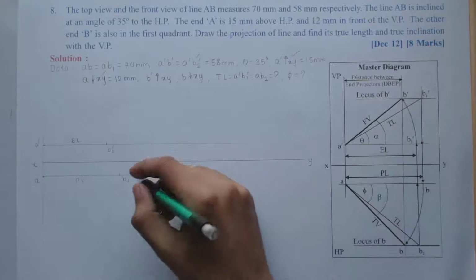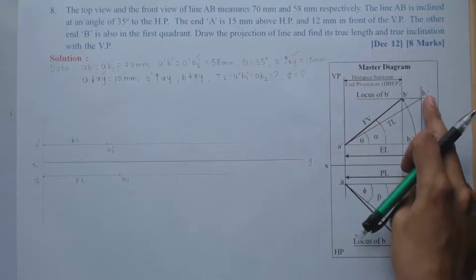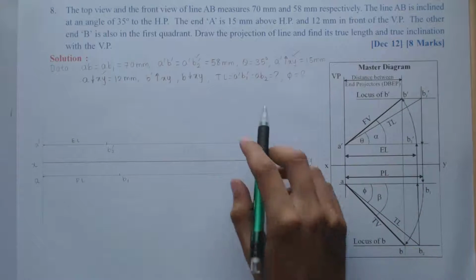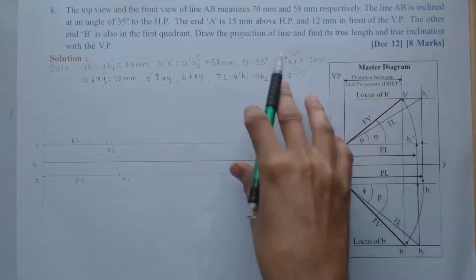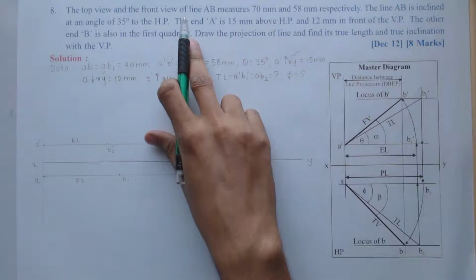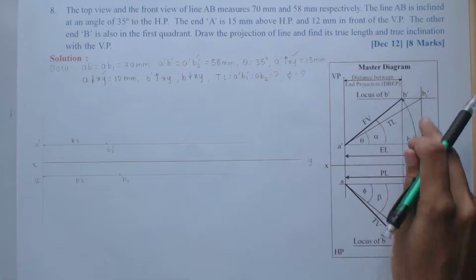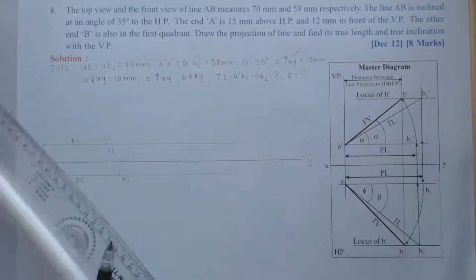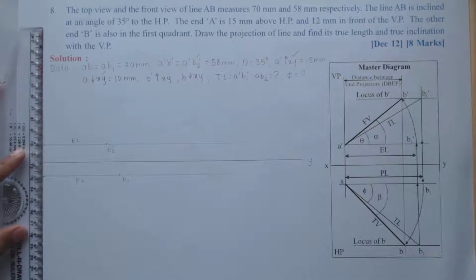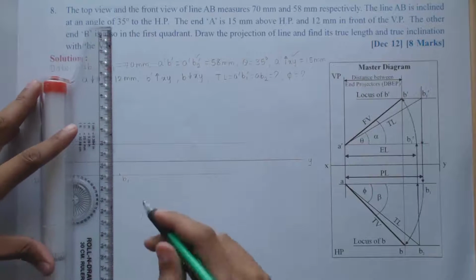But now the question is where to project that vertical projector, upwards or downwards. Similar to the master diagram, in this problem also, position of B is in the first quadrant. So I'll get B1 dash above XY. So I need to produce that vertical projector above XY only. So I'll draw a vertical projector passing through B1.